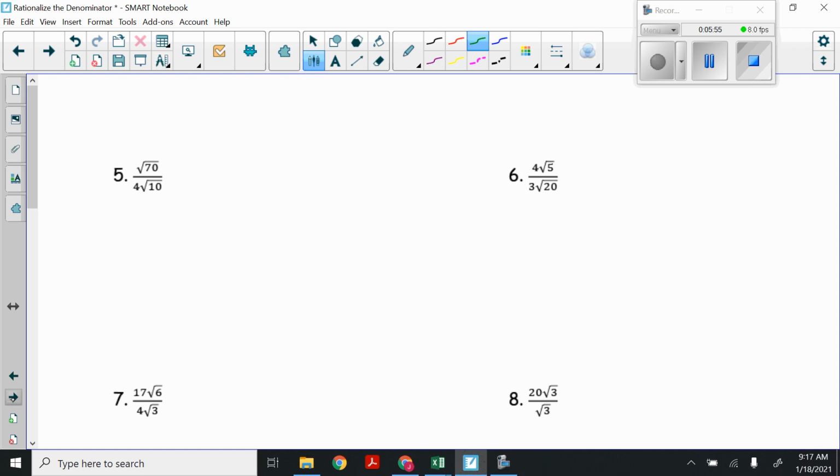But both underneath the radical, 70 and 10, I can go ahead and combine those and simplify because they're both underneath the radical. So 70 divided by 10 is 7. So this really simplifies to the square root of 7 over just 4. I cannot do a factor tree with 7. I don't have a radical in the denominator anymore, so we're done.